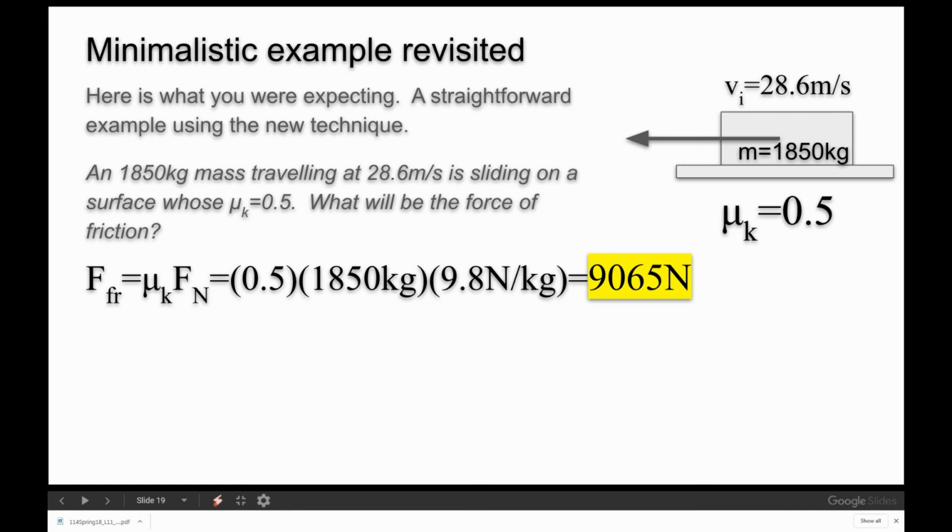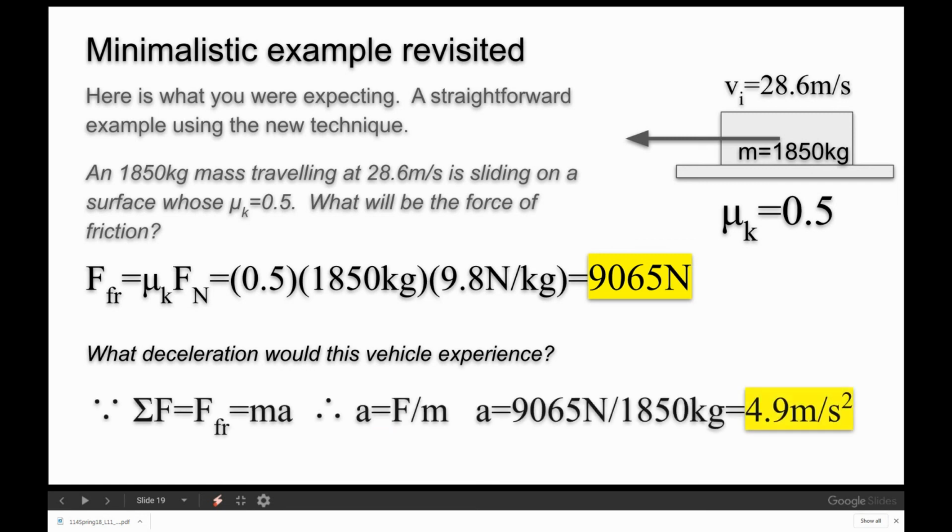But that's exactly what I asked you in the previous question. Just the phrasing change can leave you going, but it's not using the exact formula we were just taught. And then I ask, what deceleration would this vehicle experience? And you go, oh, I can do that now. The total force on this vehicle is only friction. And the total force is always ma. Therefore, the acceleration of this vehicle is just going to be that friction force divided by its mass. I get 4.9 meters per second squared. That's half a g.